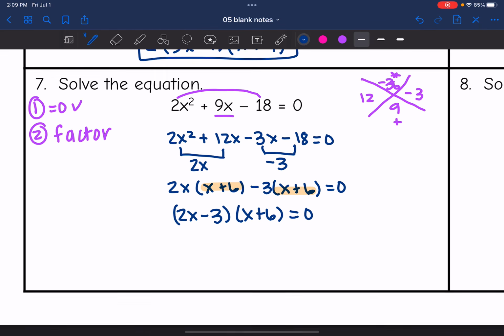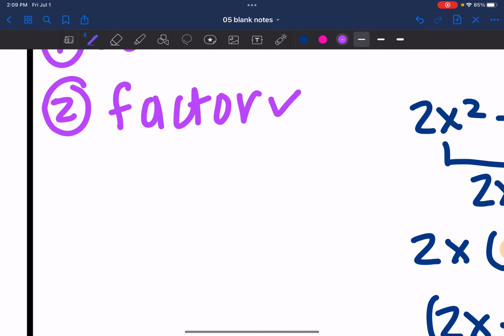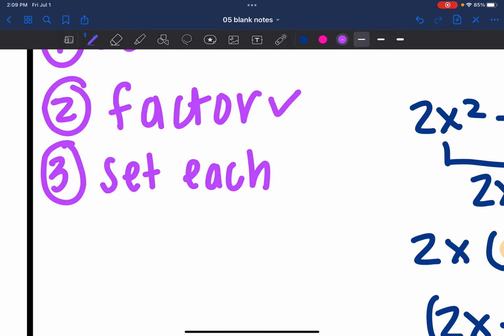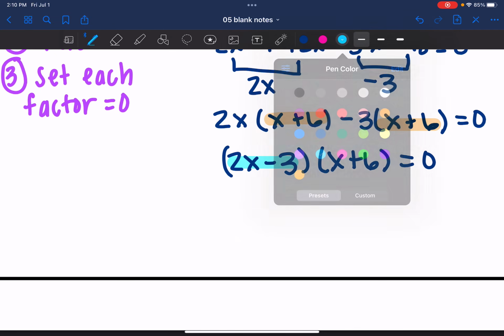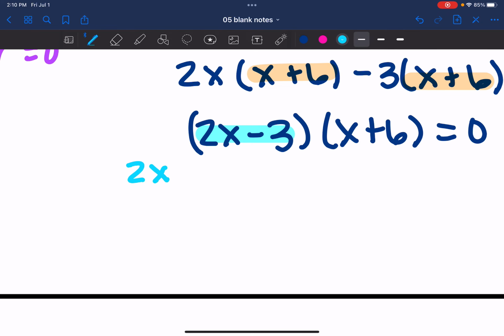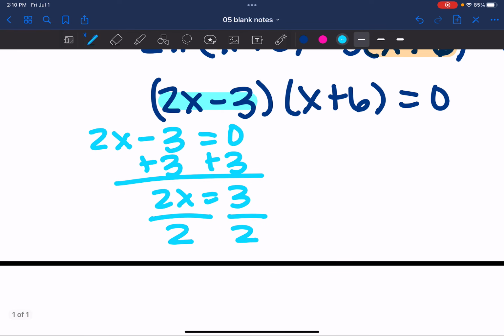So remember, we're solving this equation. I set it equal to 0, I factored, and then the last step is to set each factor equal to 0. So let's go ahead and do that. My first factor is 2x minus 3. So I need to set 2x minus 3 equal to 0. And I would add 3 and get 2x equals 3 and then divide by 2. So x equals 3 halves, or 1.5.